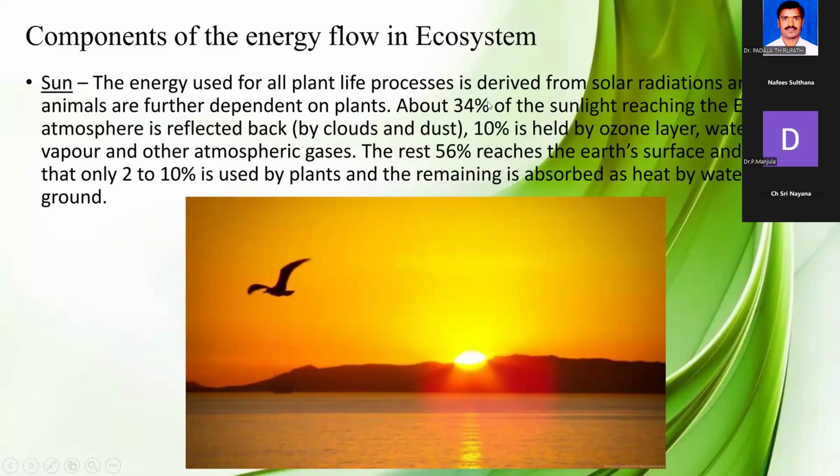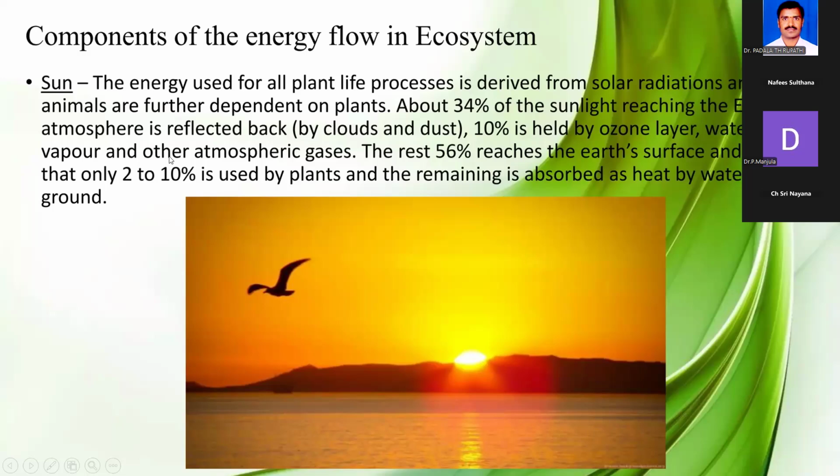So about 34% of the sunlight reaching the earth's atmosphere is reflected back by clouds and dust, and 10% is held by the ozone layer, water vapor and other atmospheric gases. So only 56% reaches the earth's surface, of which only 2 to 10% is used by the plants and the remaining is absorbed as heat by water or ground.